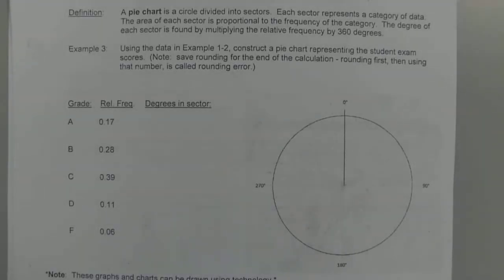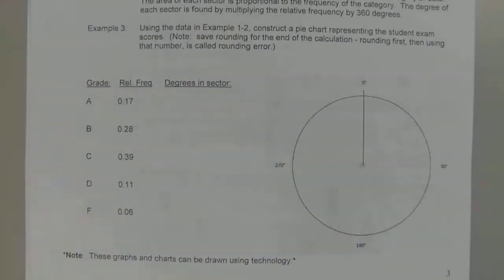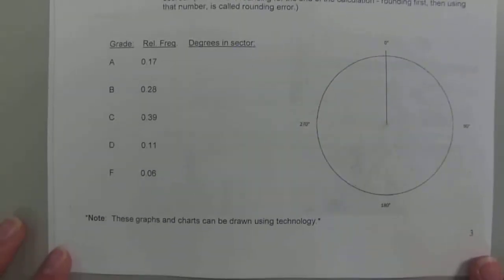So if a bigger slice means more people had that, a smaller slice means less people had that. The degree of each sector is found by multiplying the relative frequency by 360 degrees. We are going to do it this one time by hand, but you know that Excel can do this for you, right? You throw data into Excel, you hit what chart you want, and it'll do it. MyMathLab, though, has you fill out the chart and then pick the right graph. So I just want to do it this one time so we feel familiar with it, all right?